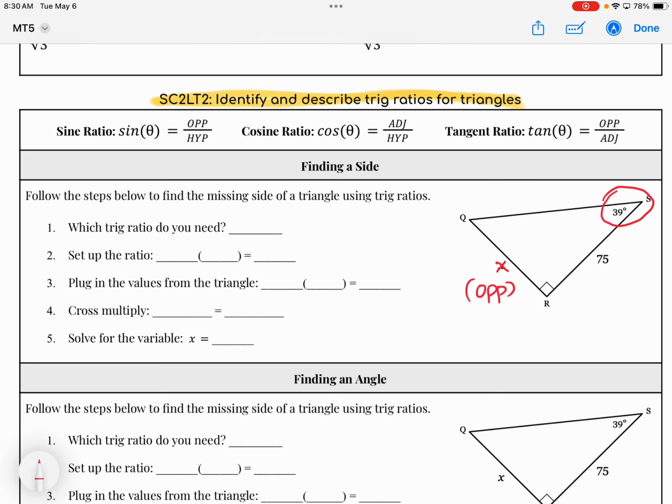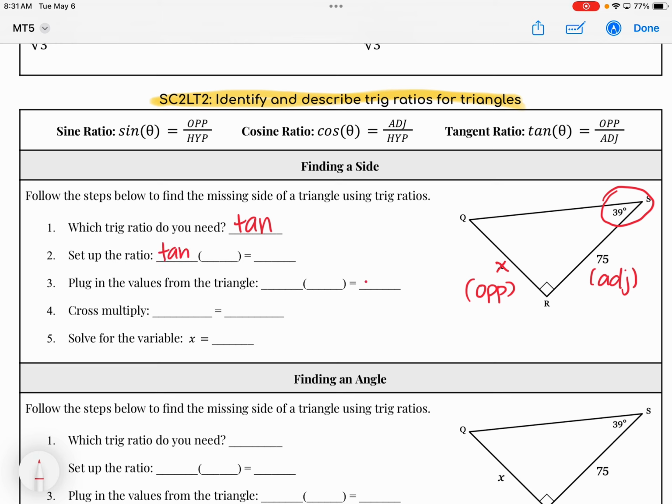Then we also have 75. In relation to that angle, what is 75? It's the adjacent. Which one of our trig ratios, which I listed up above so that we could remember, deals with opposite and adjacent? Tangent. So tangent is the trig ratio that you need. In this next part, we're going to set up the ratio and plug in the values that we have.